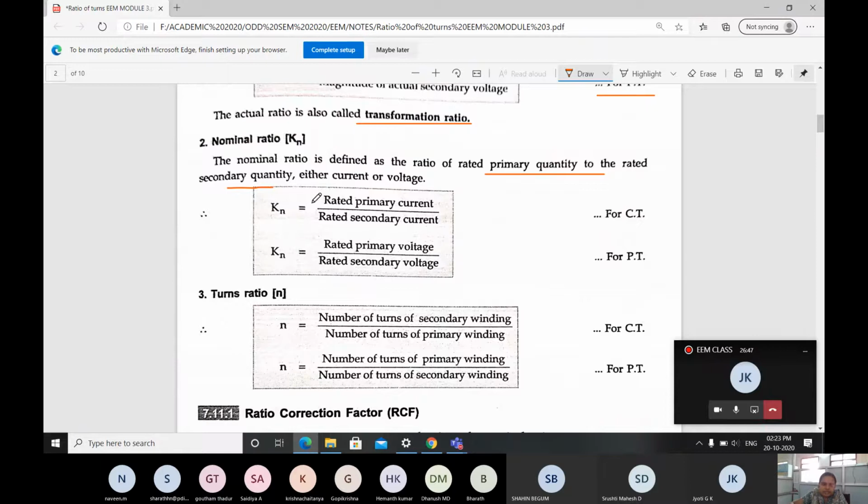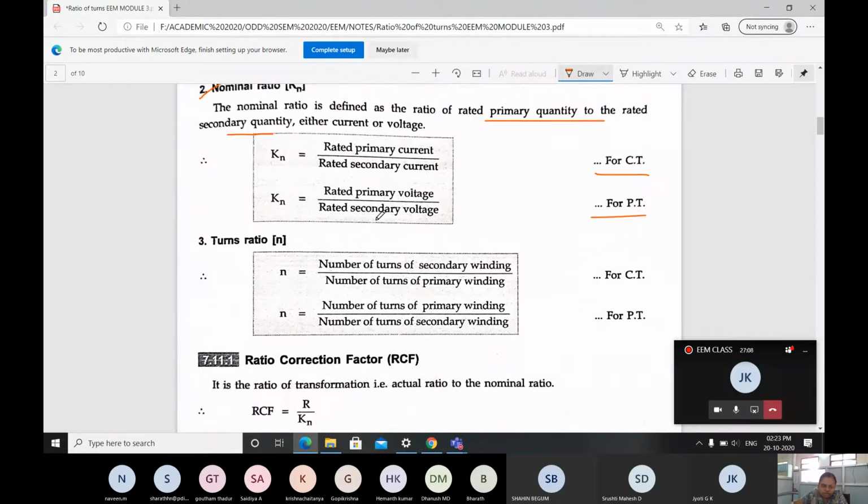Therefore Kn is defined as the rated primary current to the rated secondary current in terms of a CT, and Kn is equal to the rated primary voltage to the rated secondary voltage in terms of your PT. Okay, that is about the nominal ratio.